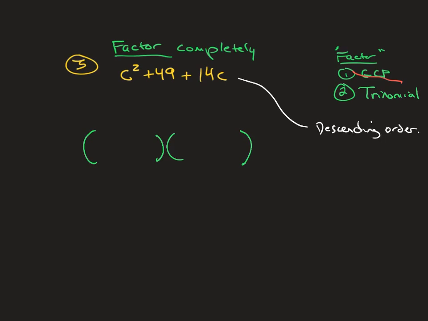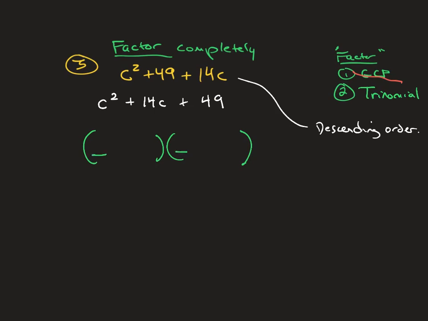And basically that just means that you'll get familiar with the way these things look, but you go from c squared to a c term, and then the number that doesn't have a variable on it goes last. So the way we'd want to rewrite this is c squared first, the 14c in the middle, and then the 49 on the end, and then we'll factor it from there.